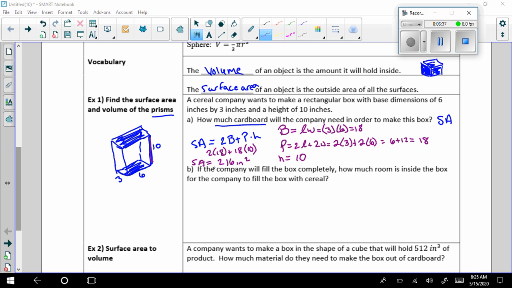And I just typed that in my calculator. Your surface area is then 216 inches squared. So again, making sure that you label properly when you're doing these.